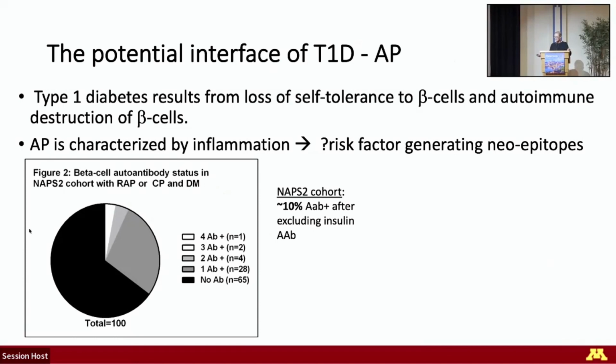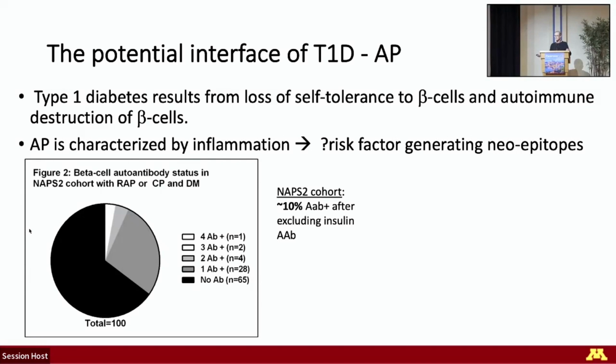So Dr. Yadav and I had also looked at this from the NAPS2 cohort. And in that cohort we saw about a third of patients with diabetes in the setting of recurrent acute or chronic pancreatitis. About a third had autoantibodies. Now, one of our diagnostic challenges here is that if someone's treated with insulin, many of them actually do develop insulin antibodies. I guess they're not autoantibodies, but insulin antibodies.